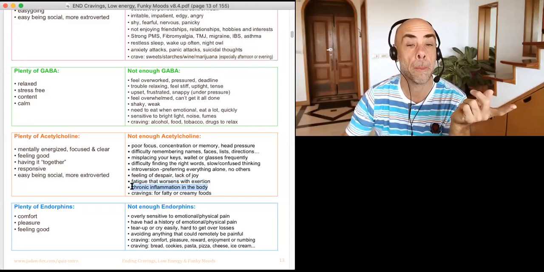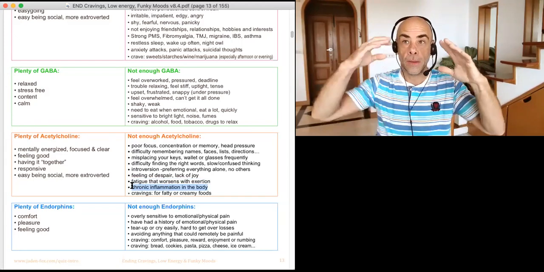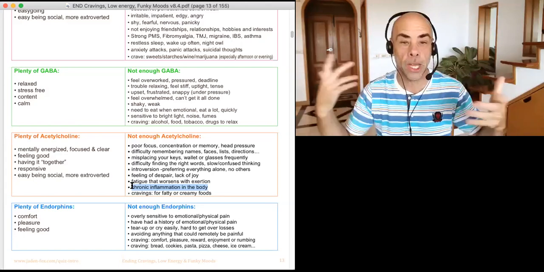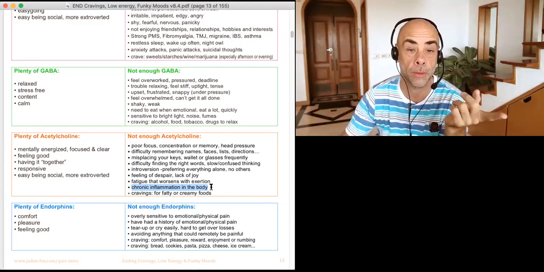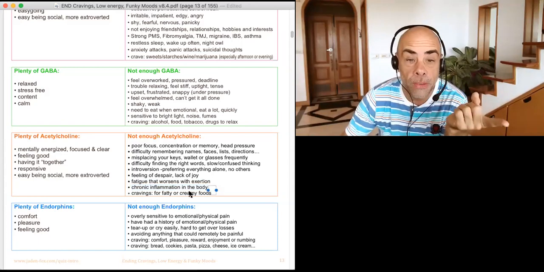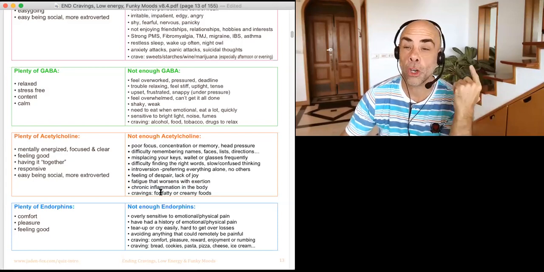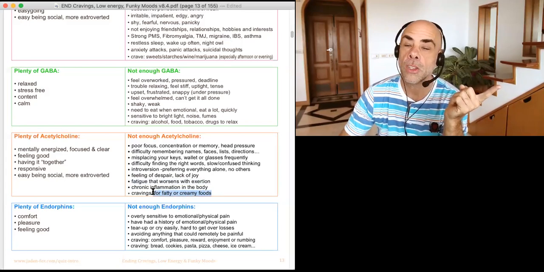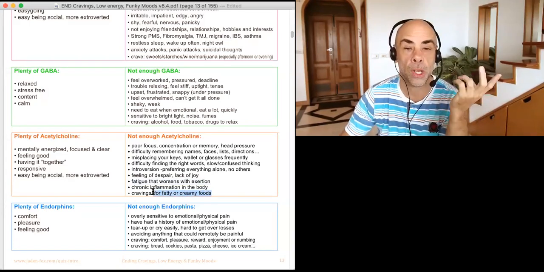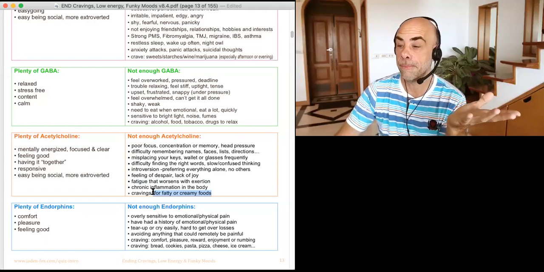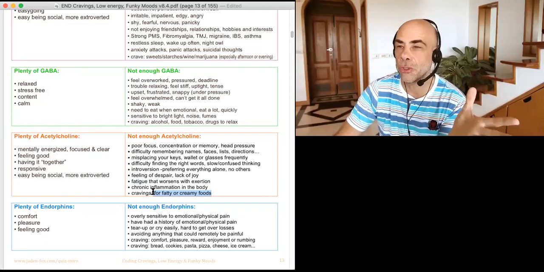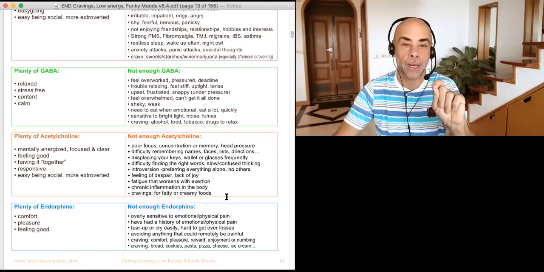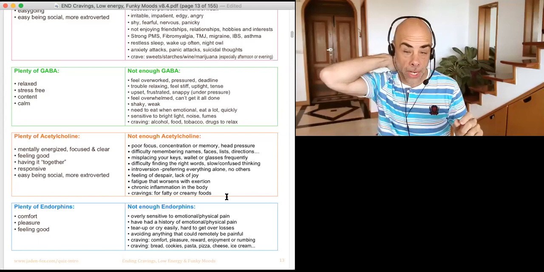Chronic inflammation in the body. Low acetylcholine shuts down systems in the body that help regulate things, so that will also create inflammation. The craving for this one is fatty or creamy foods. For me it was dairy, ice cream, cheese, deep fried foods, French fries, anything deep fried, because the body takes the fat and can convert that into acetylcholine.